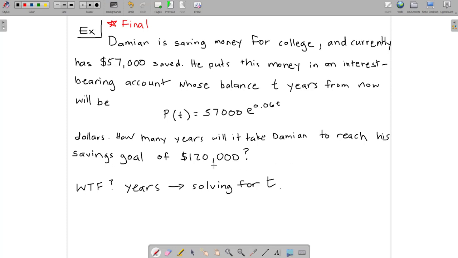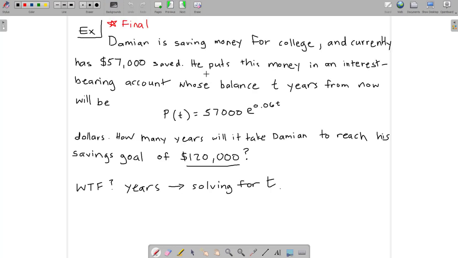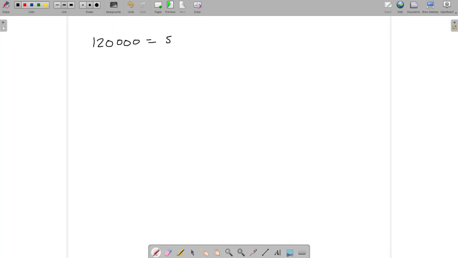What else do we know? We know that his goal is $120,000. And so we're going to have to put that in this equation, and we're going to put it in for the P of t, because P of t gives us the balance after t years. So we want to figure out what value of t is going to give us this balance here. So let me go to a new page, and we'll set that up. So 120,000 equals 57,000 e to the 0.06t, right? Double check, yes, okay. Alright, so we're going to want to solve this equation for t.